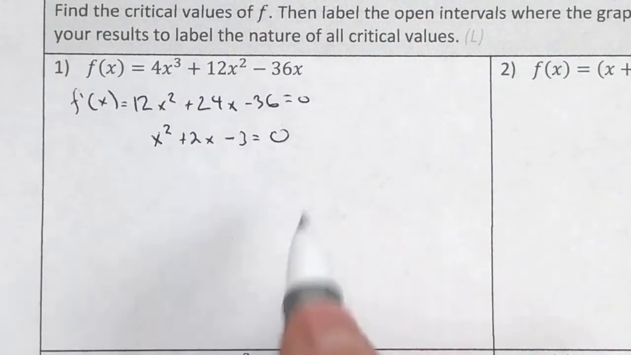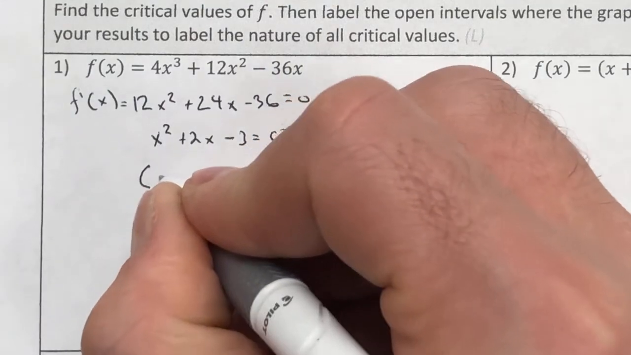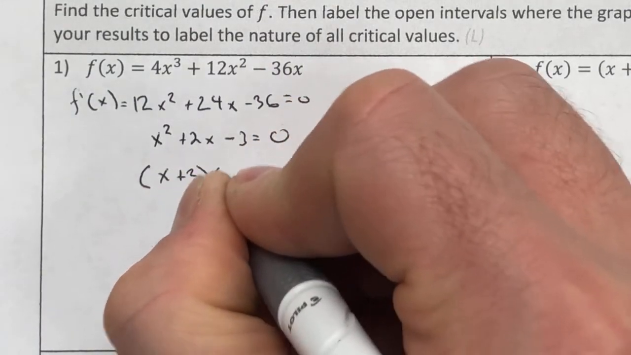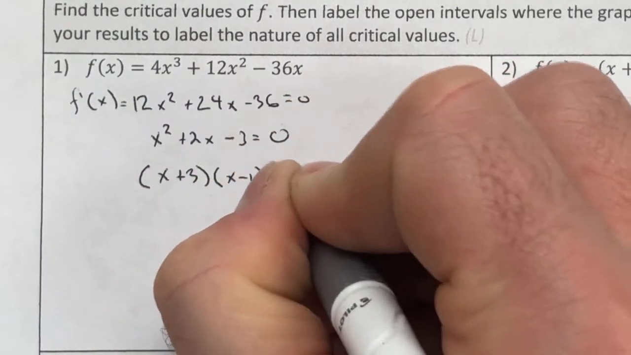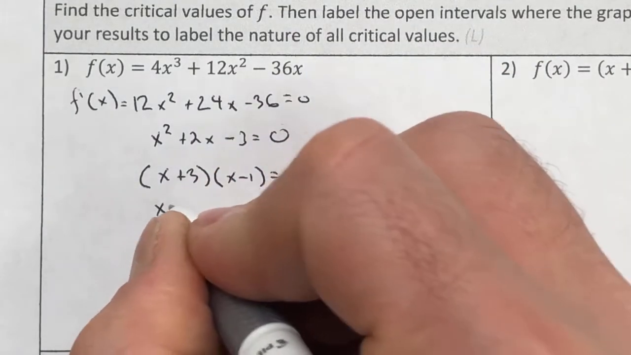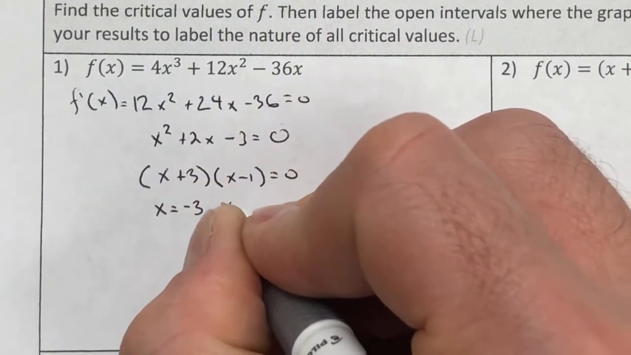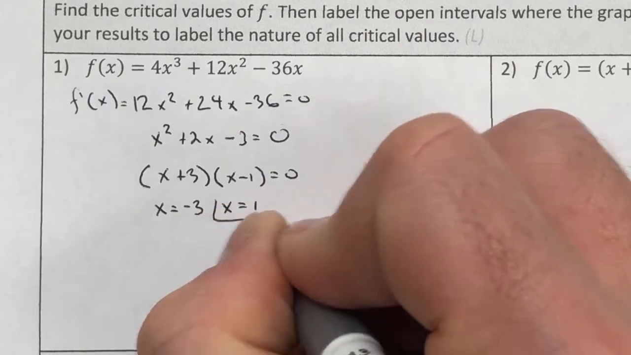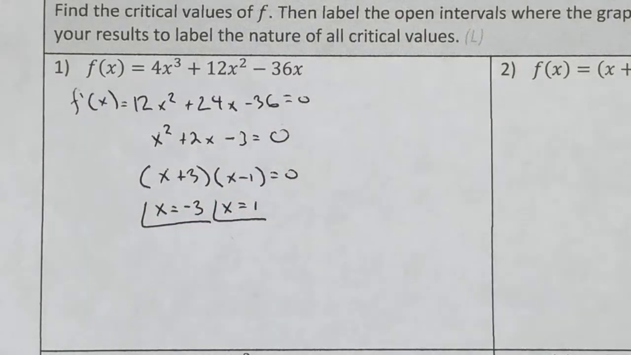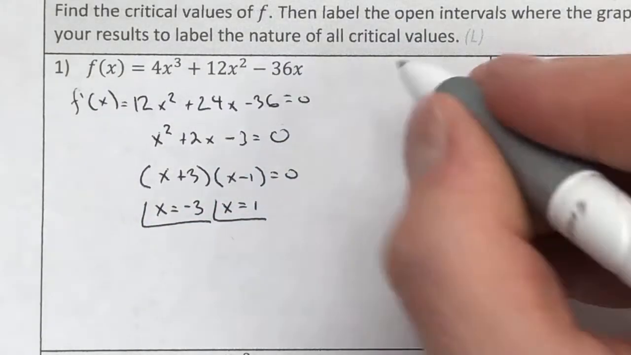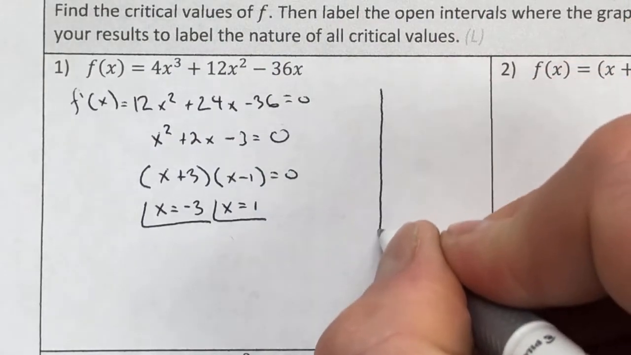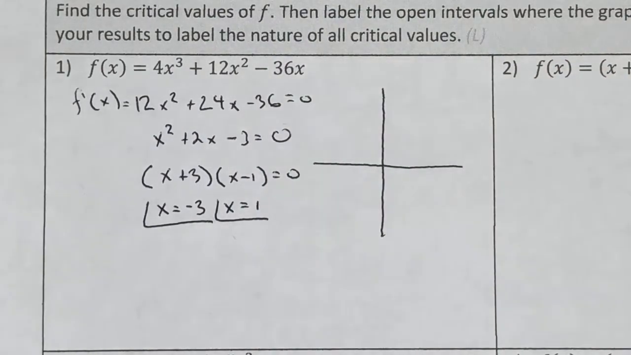I don't need to use the quadratic formula. I can factor this by hand. This is going to be (x plus 3)(x minus 1). So my two critical values are at x equals negative 3 and x equals positive 1. Critical values. Awesome. So I know that on the graph, let's go ahead and sketch this out.